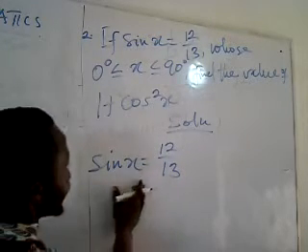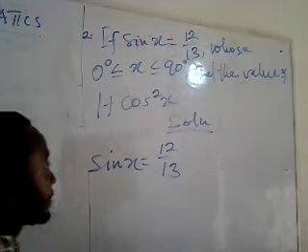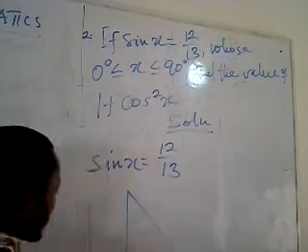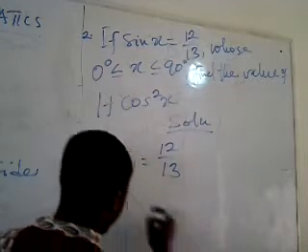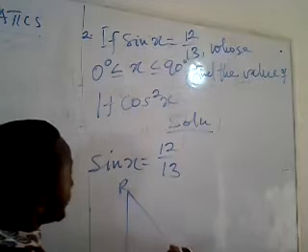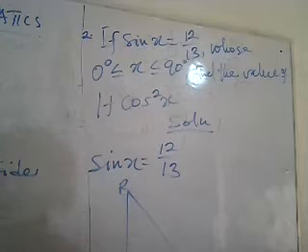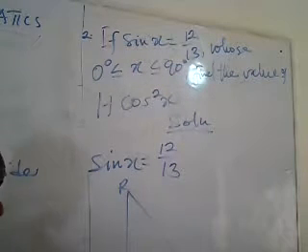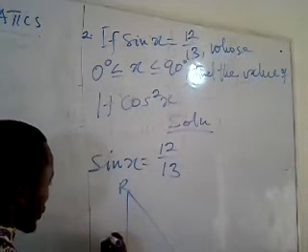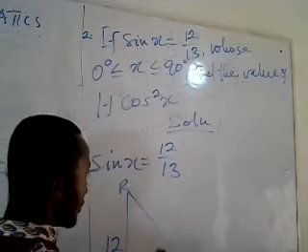So you have to use the sine x given to draw a right angle triangle so that we can find cos x. So this will be my right angled triangle, and I'll name it PQR. Now the angle will be at Q, which is x. Sine is equal to opposite over hypotenuse. So the 12 is opposite. So line PR is our 12, which is the opposite. Then QR will be the hypotenuse. That will be 13.